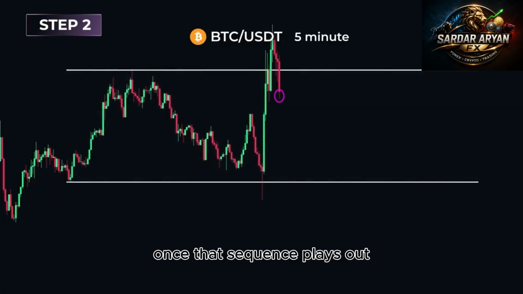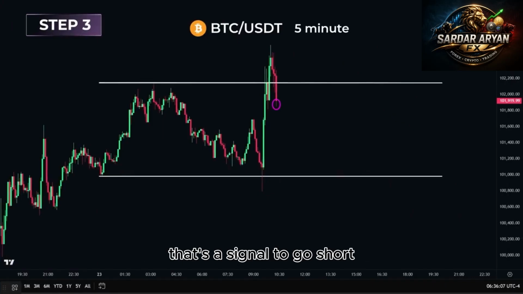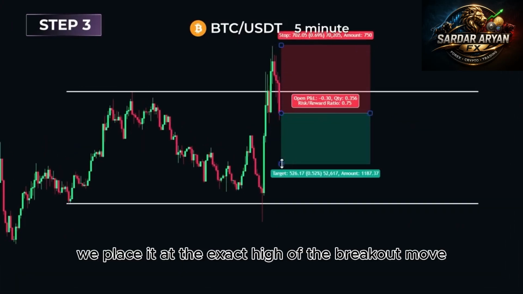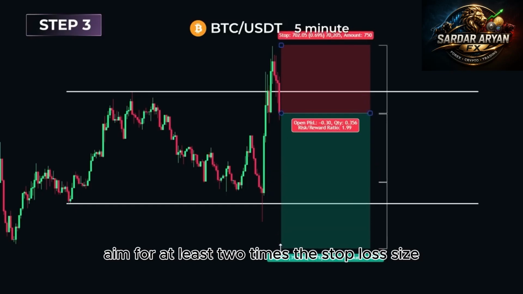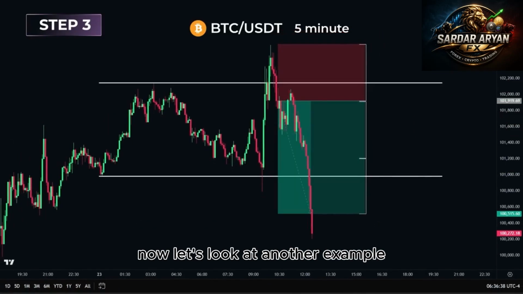Once that sequence plays out, we move to step 3, which is our entry. In this example, since price broke the range high, that's a signal to go short. For the stop loss, we place it at the exact high of the breakout move, and for the take profit, aim for at least 2 times the stop loss size. And here, price came down and hit the profit target. Now let's look at another example.